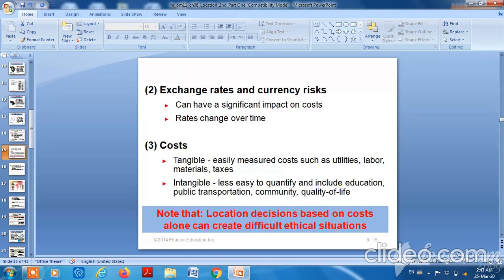3. Costs. Costs can be classified into two categories: tangible costs and intangible costs. Tangible costs are easily measured costs such as utilities, labor, materials, and taxes. Intangible costs are less easy to quantify and include education, public transportation, and community. In general, this is the quality of life. And this is a very important note, as we said before: location decisions based on costs alone can create problems in the future, and can create difficult ethical situations for your business.